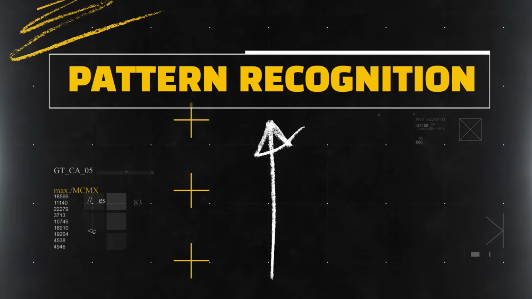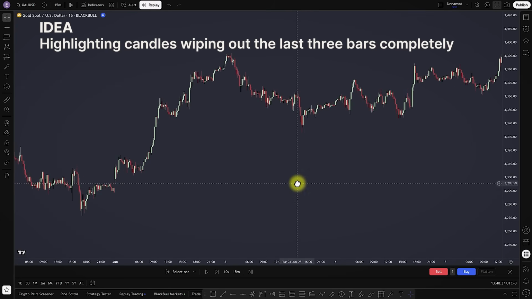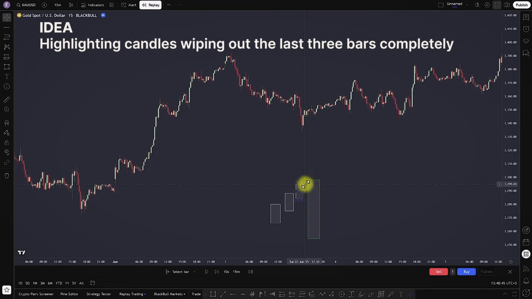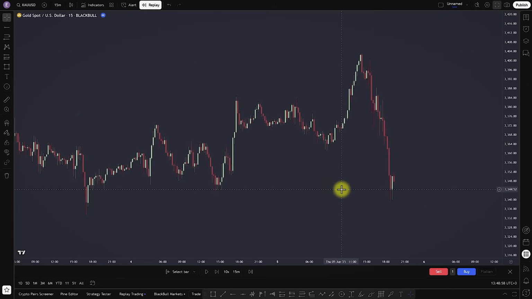This next indicator was born from frustration. I kept seeing these massive reversal candles that completely destroyed the previous trend, but I'd spot them too late. So I had this idea for an indicator that highlights big candles wiping out the last 3 bars completely. The 3-line strike pattern would become a solid reversal weapon. When everyone's leaning one direction and a single candle erases multiple bars of progress, it signals violent rejection. Markets don't reverse gently. They slam the brakes.